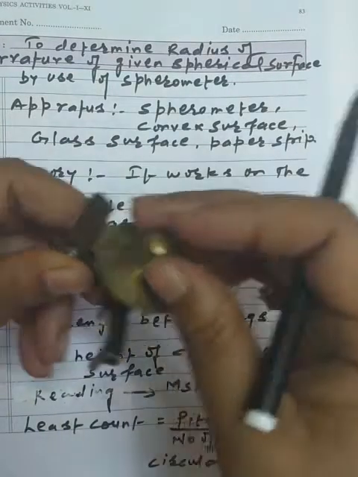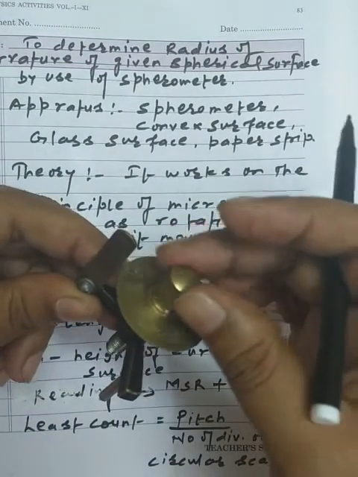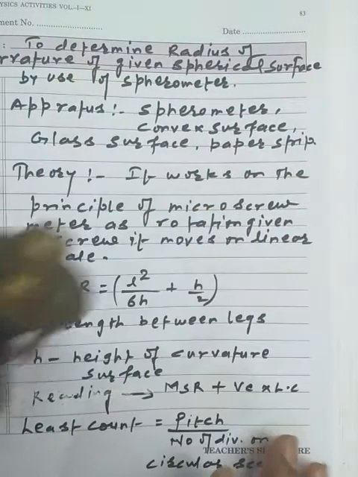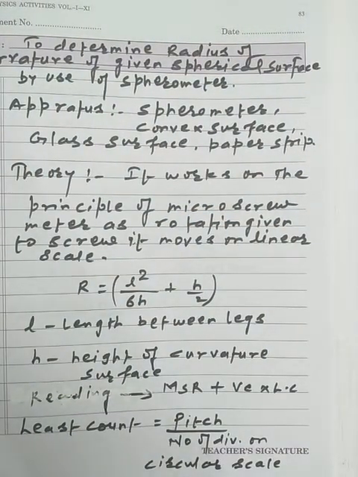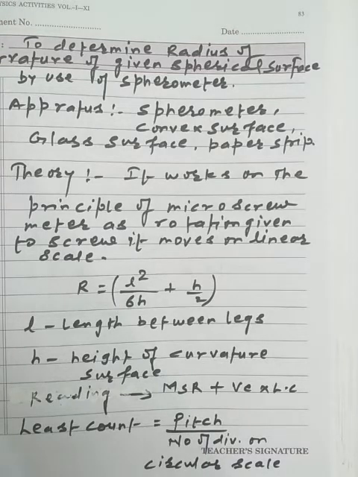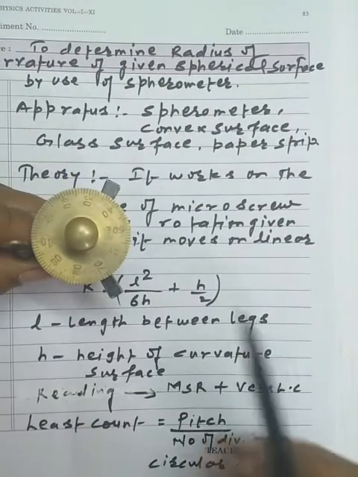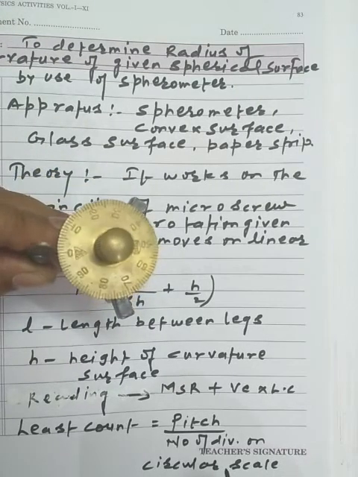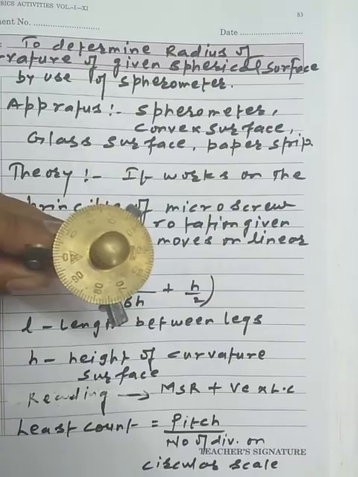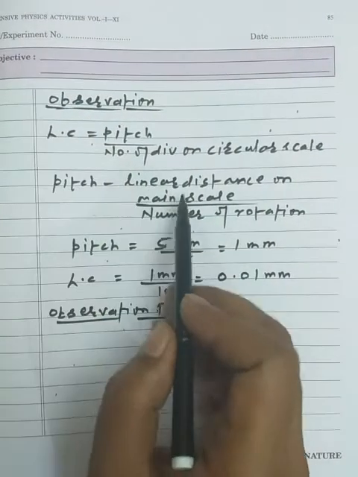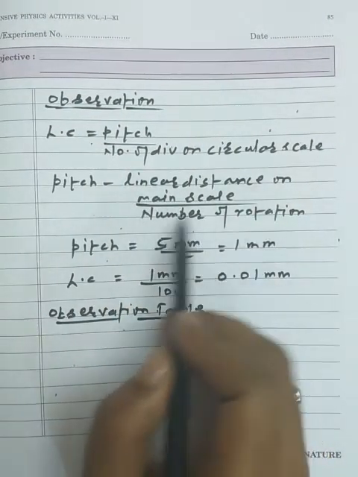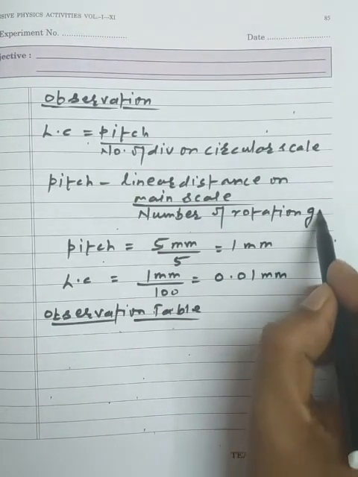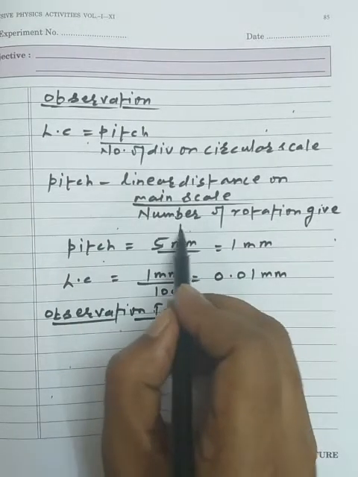As I have given 5 rotations, it covers nearly 5 mm on the main scale. So the pitch comes to 1 mm, and the number of divisions on the circular scale is 100. So we can easily get the idea of what the least count will be. In the observations, I have noted that the pitch is equal to the linear distance on the main scale divided by the number of rotations given to the screw.